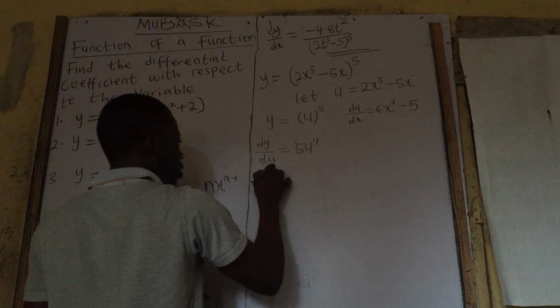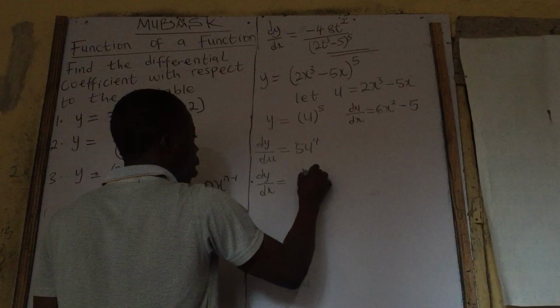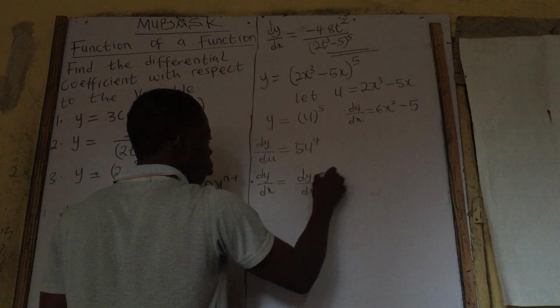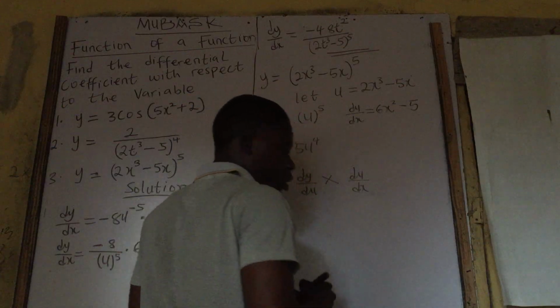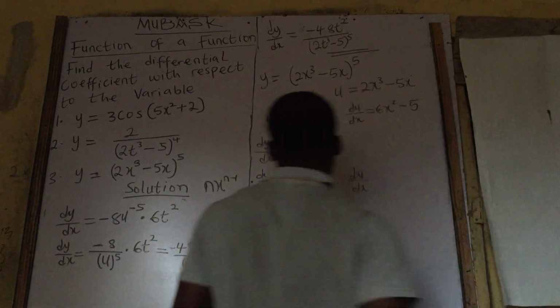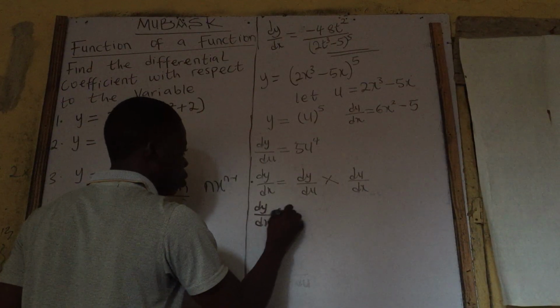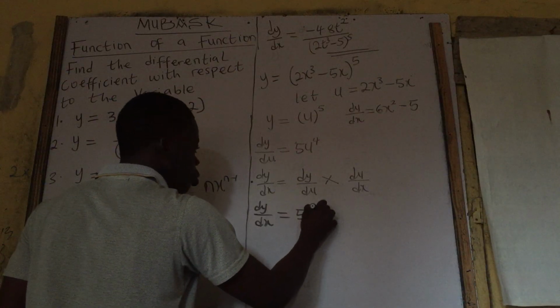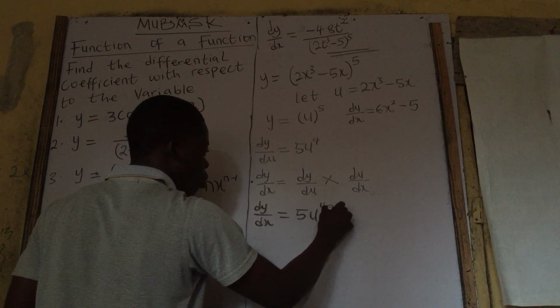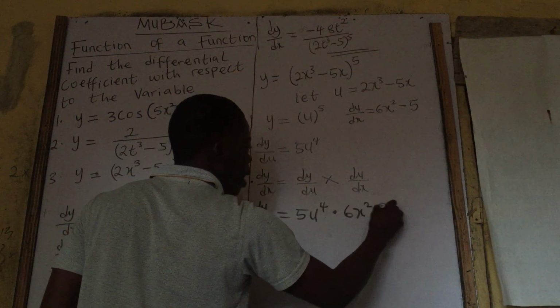Now from the formula, dy over dx equals what? dy over du multiplied by du over dx. Since I have obtained my formula, I can substitute into the formula. dy over dx now equals what? My dy over du is what? 5u raised to power 4, multiplied by du over dx, which is 6x squared minus 5.